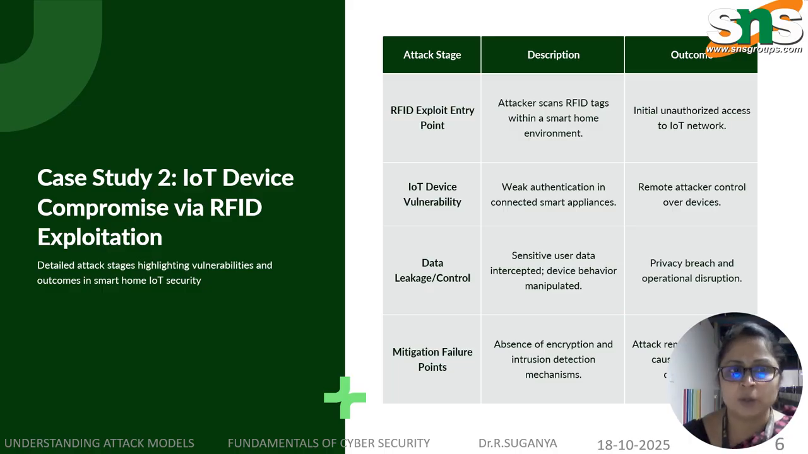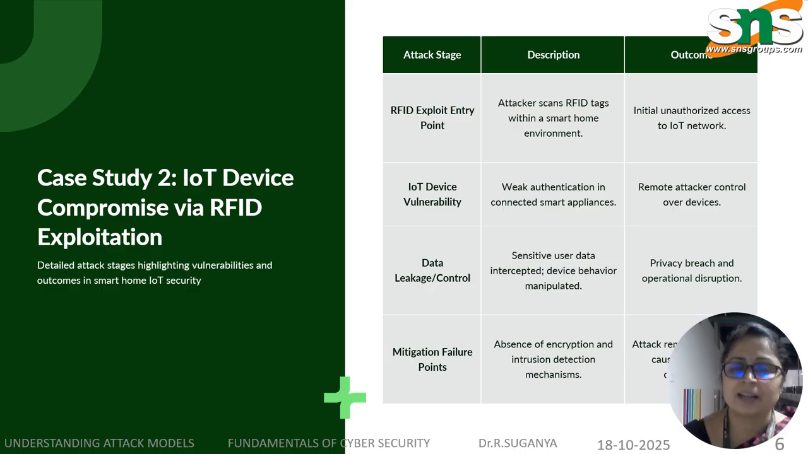So the case study topic is IoT device compromise via RFID exploitation. There are some attack stages like entry point attack, IoT device vulnerabilities, data leakage control, mitigations, failure points. Entry point can be scanning the RFID tag within a smartphone environment. The outcome will be initial unauthorized access to the IoT network. When we take the attack stage of IoT device vulnerability, we can see weak authentication in connected smart appliances. So the outcome will be remote attacker control over devices.